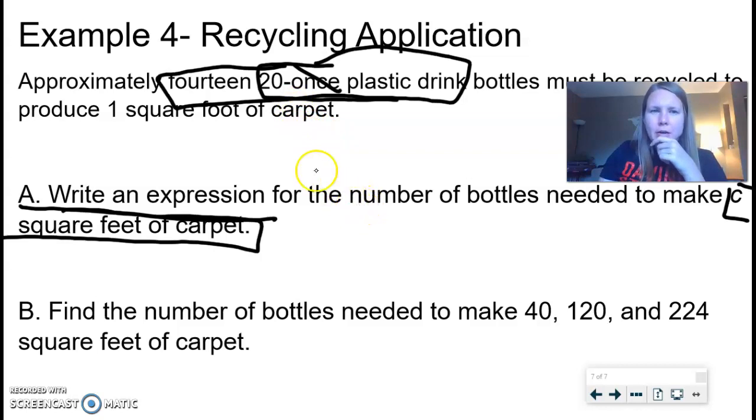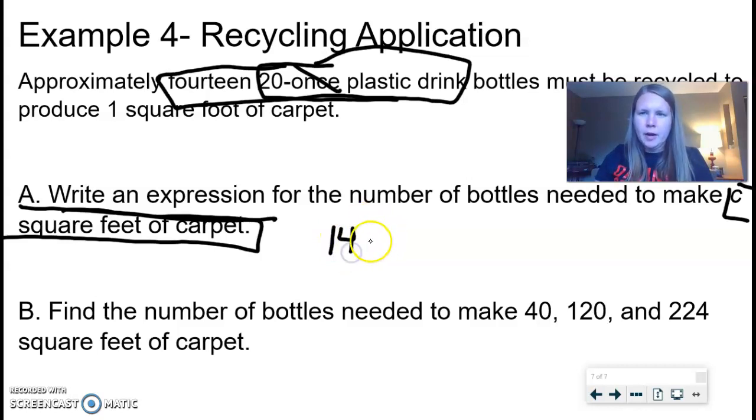So to write an expression for the number of bottles needed to make C square feet of carpet, I don't know how much C is, but it takes us 14 bottles for each square foot of carpet. So then I would put 14 times C or 14C. That way, however many square feet of carpet I need, that's how many bottles I'm going to need.